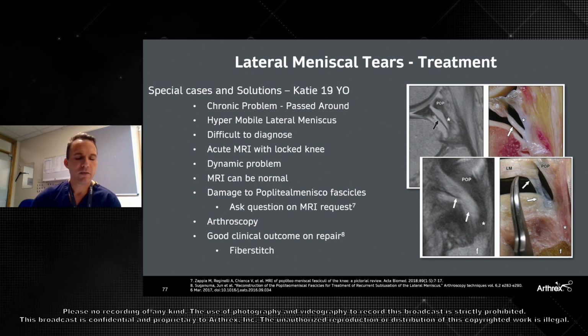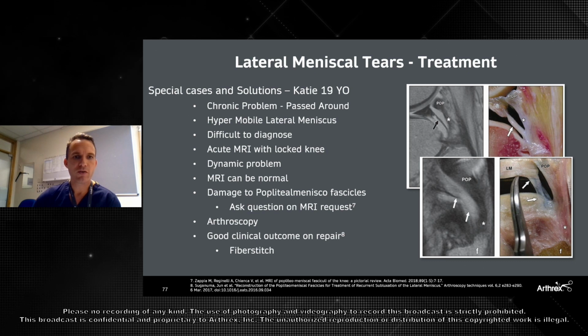And it's been identified that the popliteal hiatus has these popliteal meniscal fascicles or connections to the meniscus that allow it to be more mobile if they're damaged. And it's really a very dynamic problem, and one that you will often really only identify when you've arthroscoped the patient.